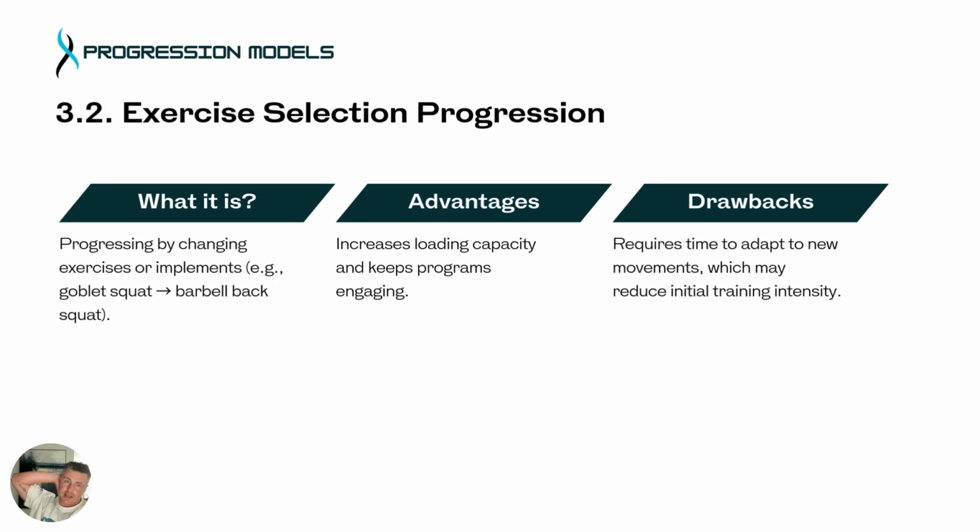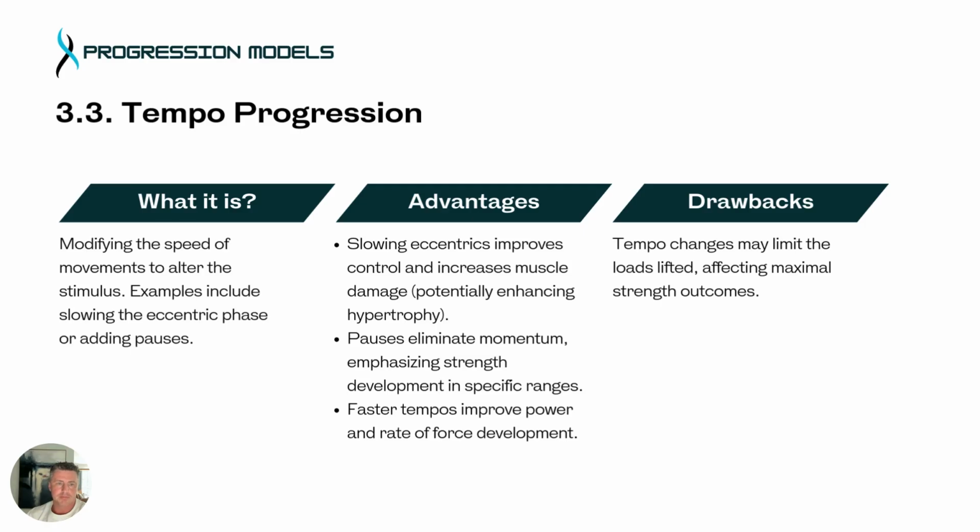Now, exercise selection is progression by changing the exercise to make it more complex and more capable of heavier loads, such as a goblet squat to a back squat. It increases loading capacity and keeps the programs engaging. Now, it does require time to adapt to new movements, which can reduce the initial training intensity. Sometimes it can be too big an overload. So this one I still use quite often with people because we want to move them to the exercises that have the most bang for their buck.